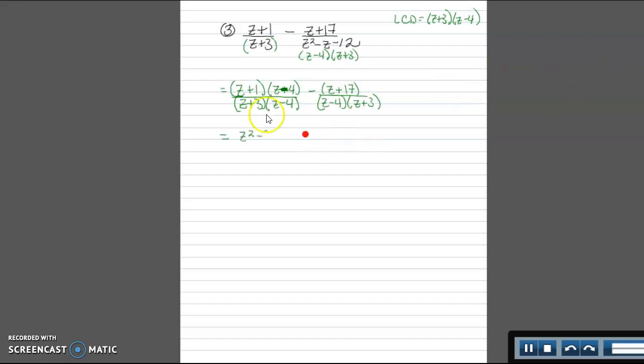Before I subtract though, I do need to multiply the two binomials together. I'm going to distribute that negative, minus z minus 17. I could automatically put this in one fraction. The denominator is z plus 3 times z minus 4. Then I'll just go ahead and simplify the numerator by combining any like terms. And if I can factor that numerator, I will factor it as well. So I'm leaving my denominator in factored form.